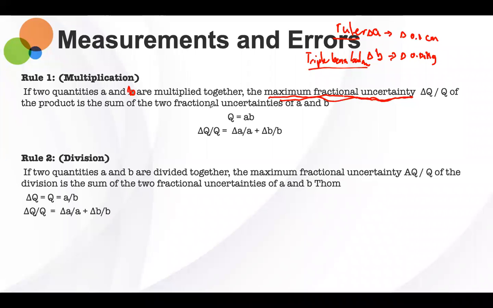Q is just a random value, it's not an actual thing. Yeah, let's work with this one.